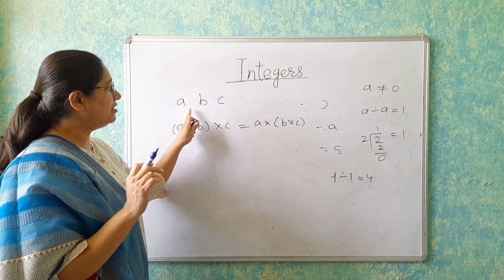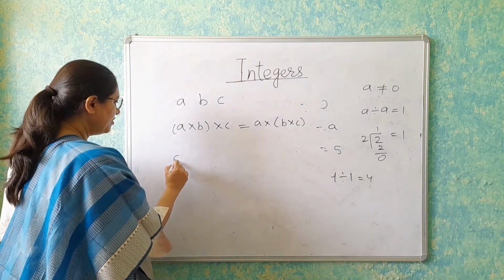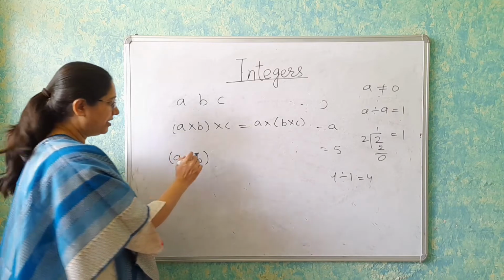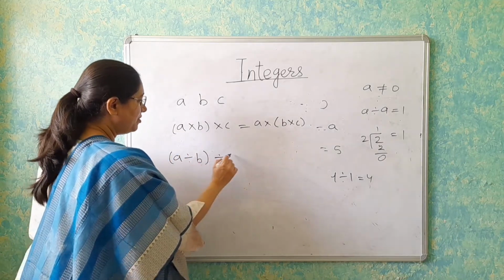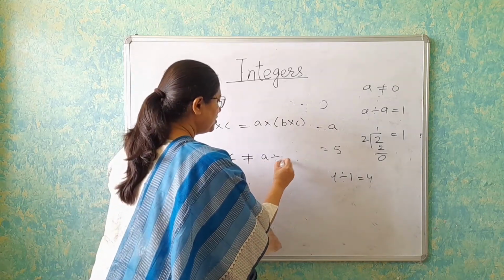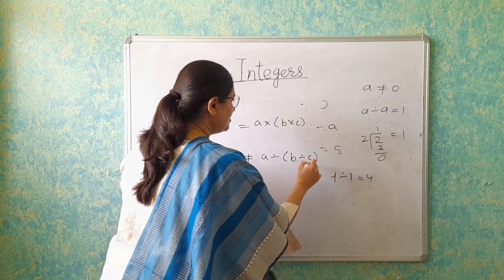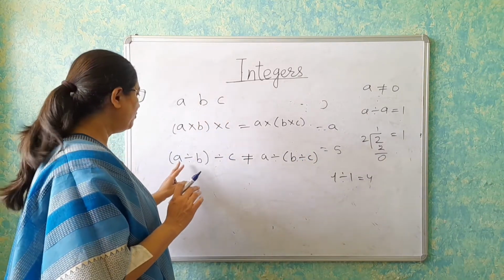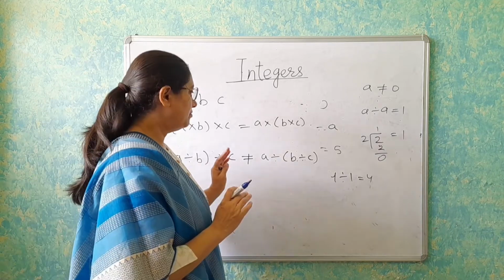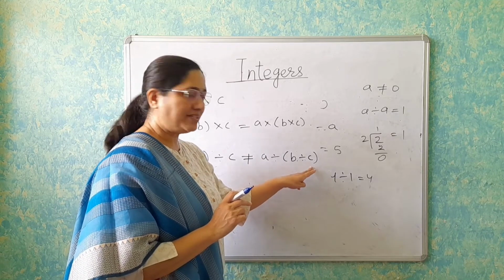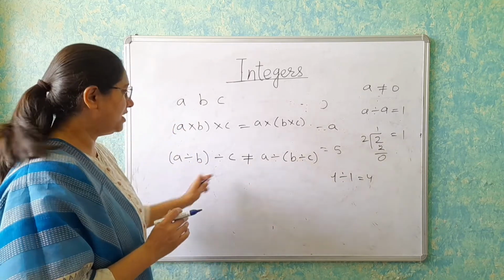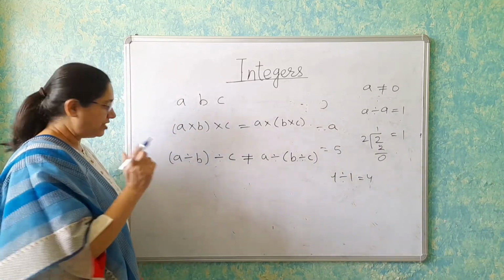I am again having three integers a, b, c, and if I first divide a by b and put them into a bracket, and now I divide the answer of a and b by c, it will not be equal to a divided by the quantity b divided by c. It is not possible that if you divide a by b first and then divide by c, or you divide b by c first and then a is divided by this one, the answer will be the same. The answer will be different. I will explain with an example.